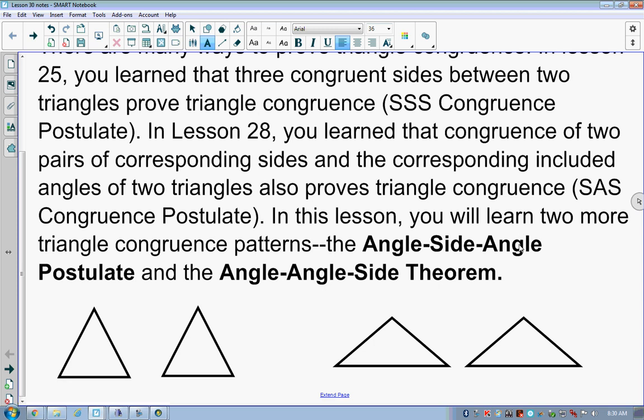We'll start off with angle-side-angle. Angle-side-angle would be something like if I had an angle, then an included side, and then an angle. Okay? Something maybe like that.